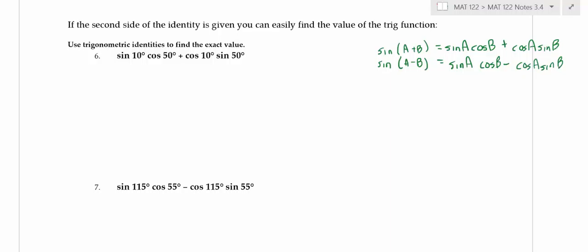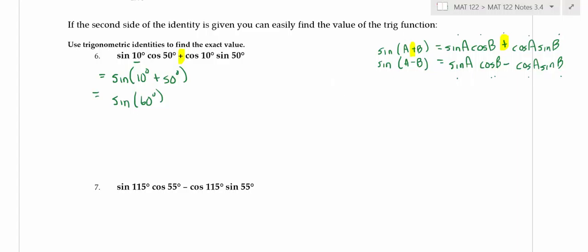See how I'm getting into rhythm when I say that? Sine, cosine, cosine, sine, same sign. Little musical rhythm there. So if you look at this, that's a plus sign. So that means it has to match with the sine sum identity. So that means this is the same as the sine of 10 degrees plus 50 degrees. The angles are the same. So that is the sine of 60 degrees.